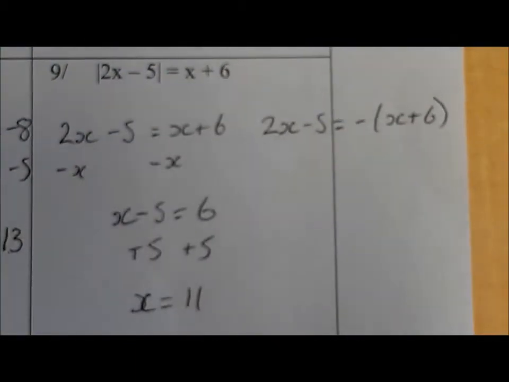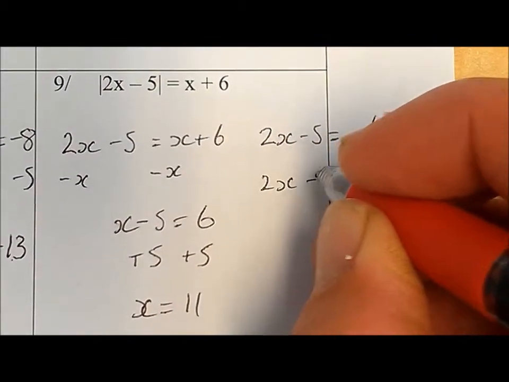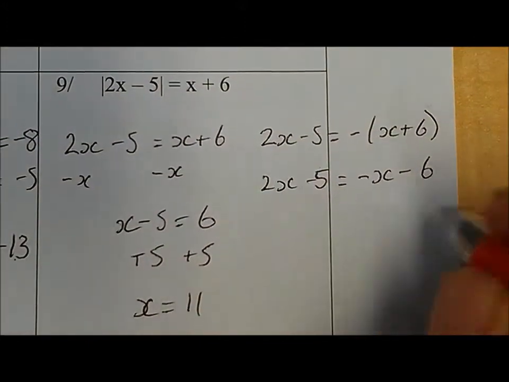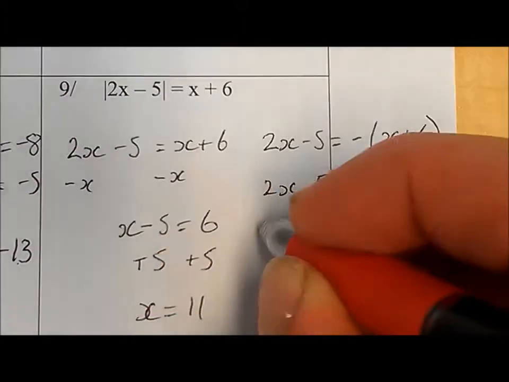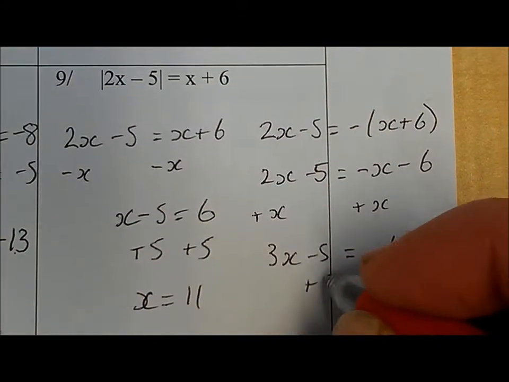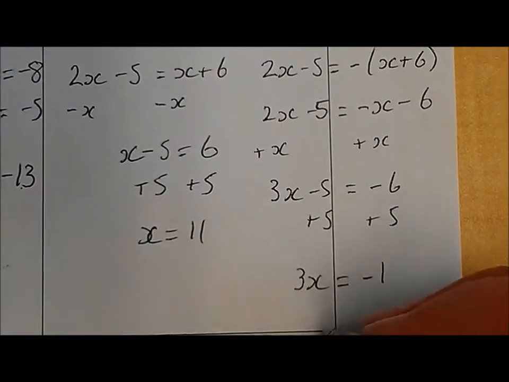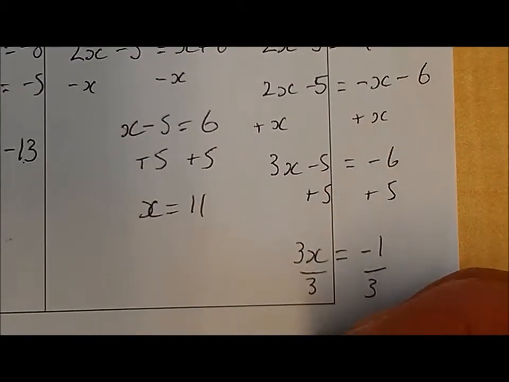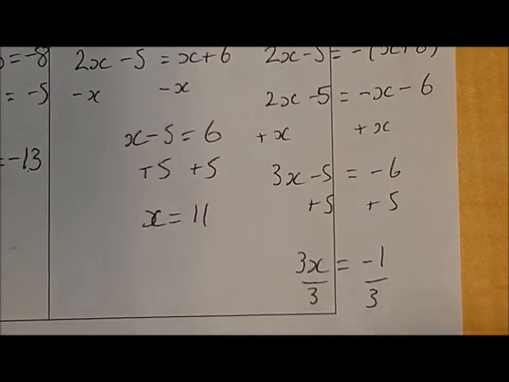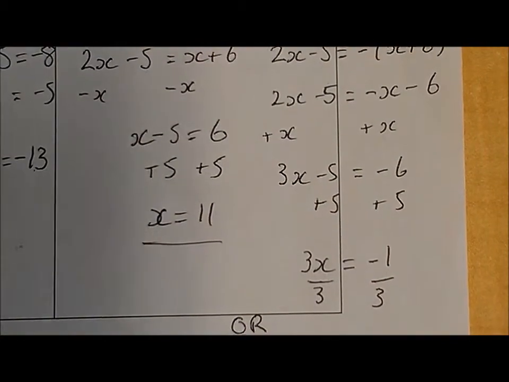Over here we'll do a similar sort of thing, except this time around 2x minus 5 is equal to, multiplying through by the negative, negative x minus 6, which means that then I'll add x to both sides. 3x minus 5 is equal to negative 6, and add the 5 to both sides. 3x equals negative 1, and finally dividing by 3, x is equal to negative 1/3. So I'm getting two answers, x equals 11 or x equals negative 1/3.